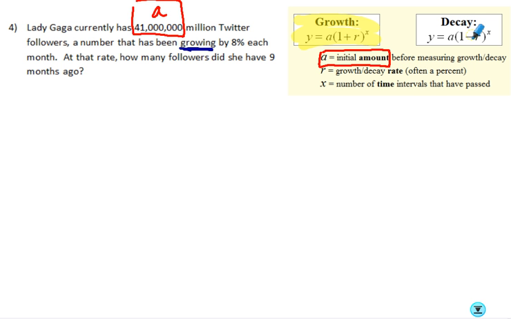Alright, so I know I'm using that equation. I know what I'm starting with. I've got 41 million followers. It's growing at a rate of 8%. So that's my growth rate, not decay rate, because it's getting larger. And then I just have to figure out my time. It says, how many followers did she have 9 months ago? So there's my time, but months ago is saying in the past. So we're going to do this one a little bit differently. But there's our time interval. So let's fill it in.